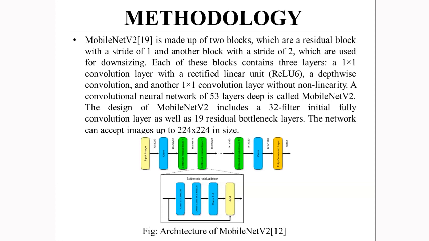Each of these blocks contains 3 layers, that is a 1x1 convolutional layer with a ReLU. Next is a depth-wise convolutional layer, and another one is a 1x1 convolutional layer without non-linearity. A convolutional neural network 53 layers deep is called MobileNet V2. The design of MobileNet V2 includes a 32 filter initial fully convolutional layer as well as 19 residual bottleneck layers. The network can accept images up to 224 by 224 in size. And this figure shows the architecture of MobileNet V2.